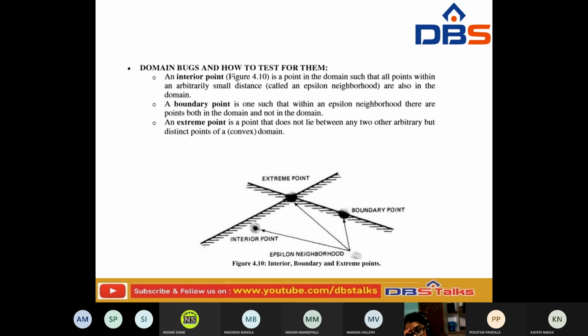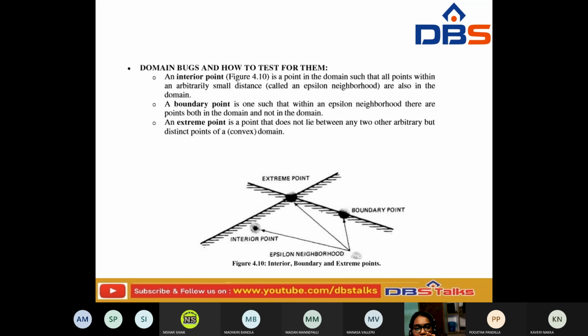Observe this one about the domain bugs and how to test them. This is the interior point. An interior point in the domain is such that all the points within an arbitrarily small distance are also in the domain. A boundary point is one such that within an epsilon neighborhood there are points both in the domain and not in the domain. An extreme point is a point that does not lie between any two other arbitrary but distinct points of a convex domain. See, this is the interior point and this is the boundary point which lies on the boundary.